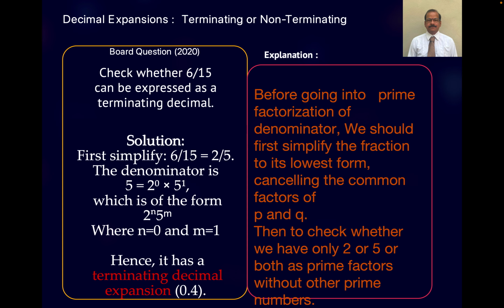Okay, you are following, right? Which is of the form 2 power n, 5 power m. Therefore, it has a terminating decimal expansion. The result is of course 0.4.